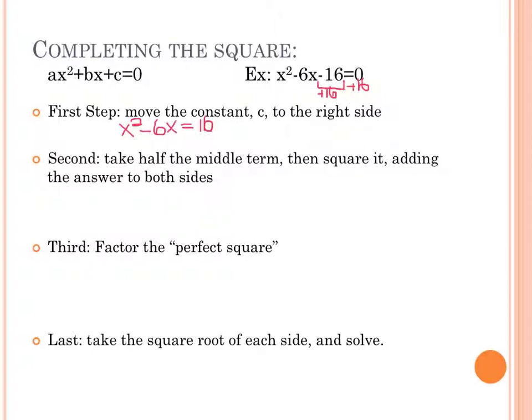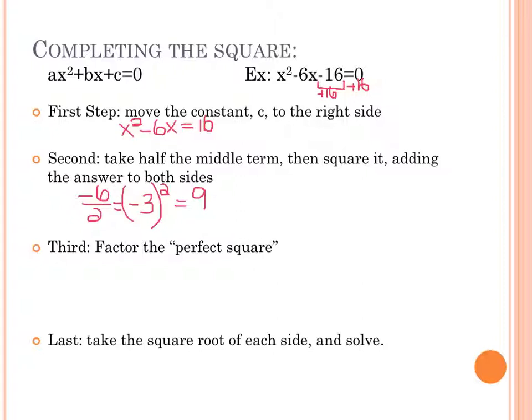Moving on to our second step, it says take half the middle term. We'll pause here and first do that. Half of our negative 6 would be a negative 3. Now moving on, it says we want to square it. So we're going to square that negative 3 term, which should equal a positive 9. A negative 3 times a negative 3 is a positive 9.